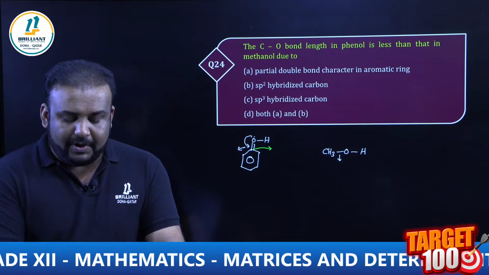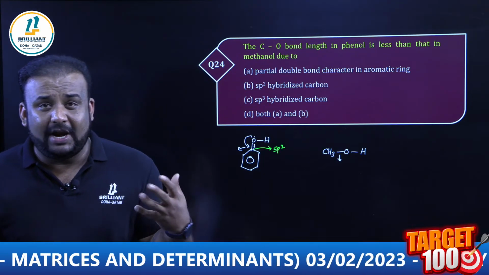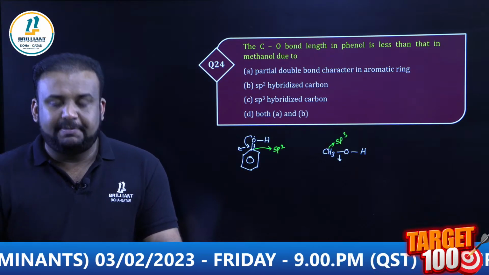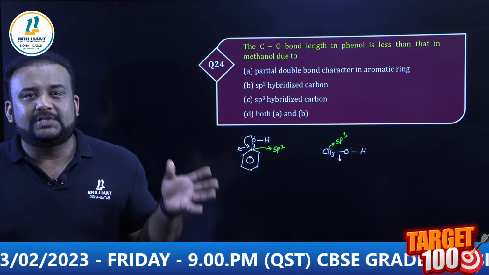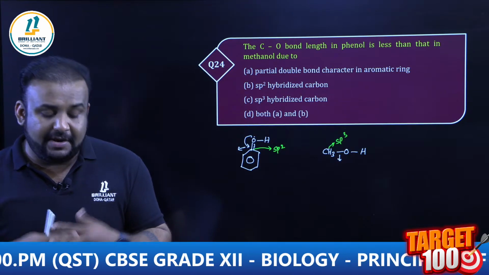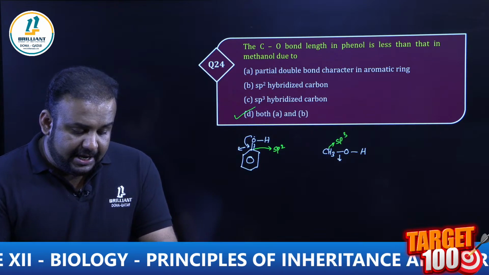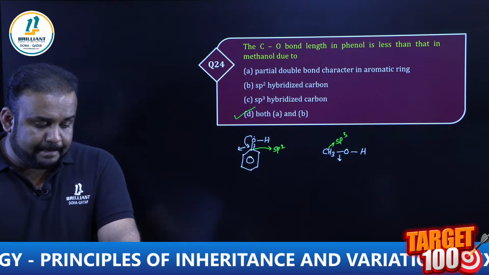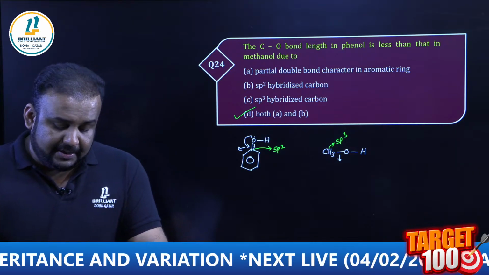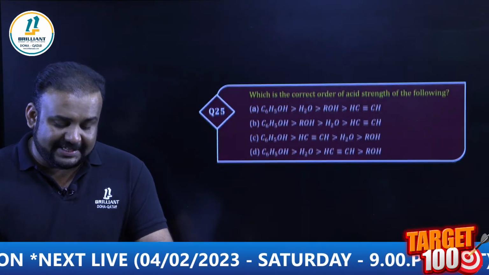This carbon, if you look into benzene, it's a sp2 hybridized carbon. It's a more electronegative carbon. Whereas this carbon in methanol is an sp3 carbon. So both those reasons account for the shorter bond length in phenol. So what will be our correct answer? Option D, which is both A and B. Okay? Great. We'll do one more question and let's go for the test or the quiz.